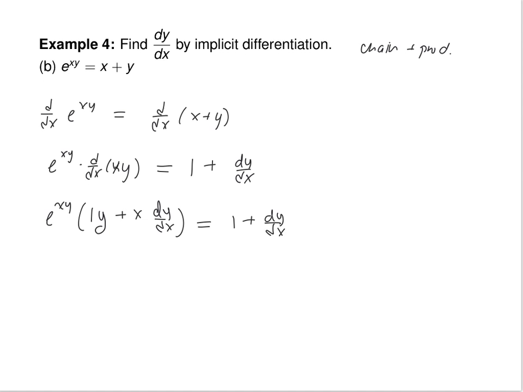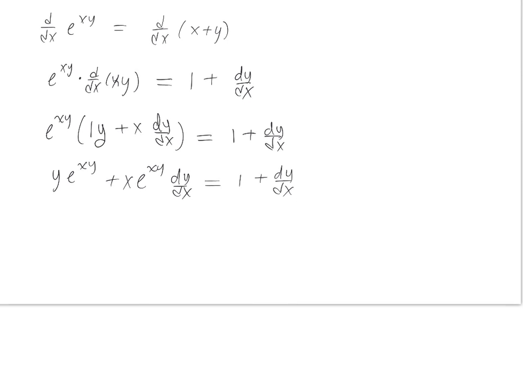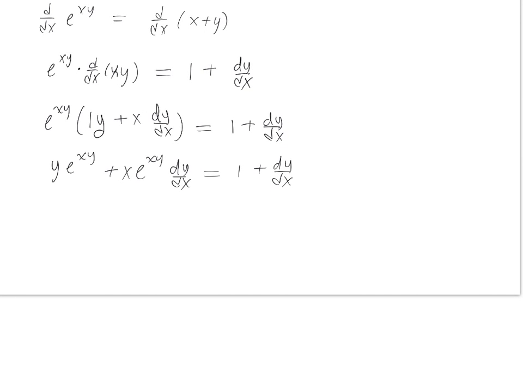Is that all right? It's quite similar, right, to the previous one. Okay, and then what would you do next? I would distribute, yep. y e to the xy plus x e to the xy dy dx equals 1 plus dy dx. Is it okay if I get the dy dx's on the left? Okay. So x e to the xy dy dx minus dy dx equals 1 minus y e to the xy.